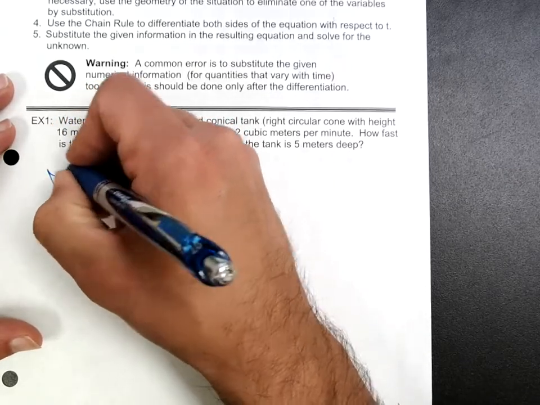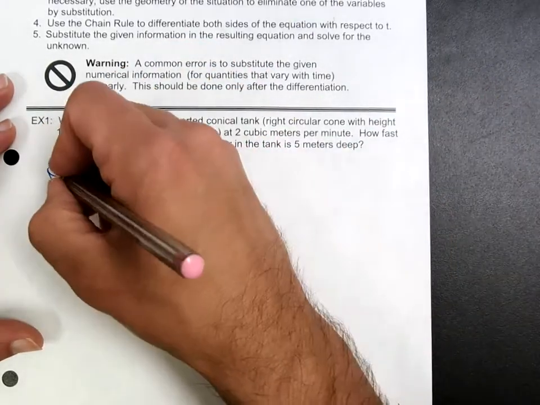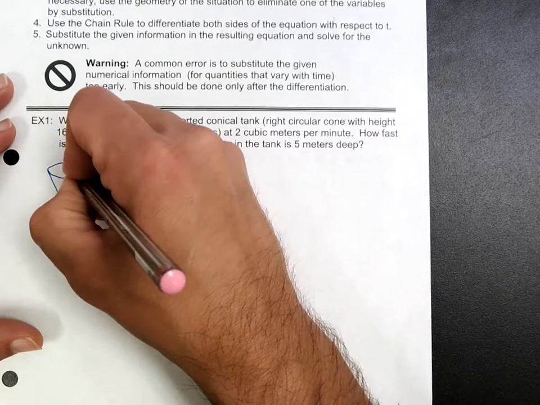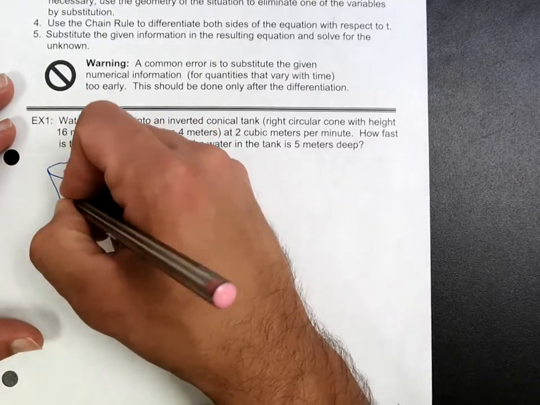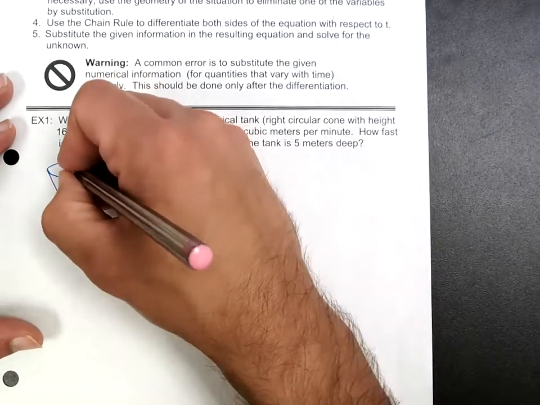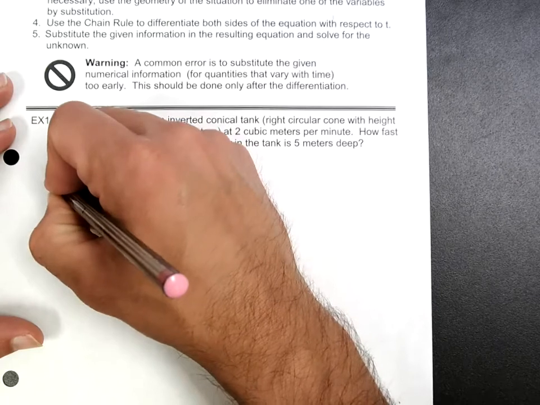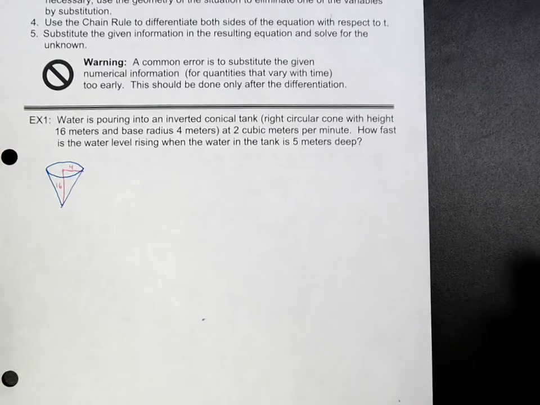So I have something that looks like this, and this is a right circular cone. This is 4 and this is 16. Notice those are the dimensions that they were giving to us. This is 4 meters, that's 16 meters. Now the next thing I have to do is write all the given information.